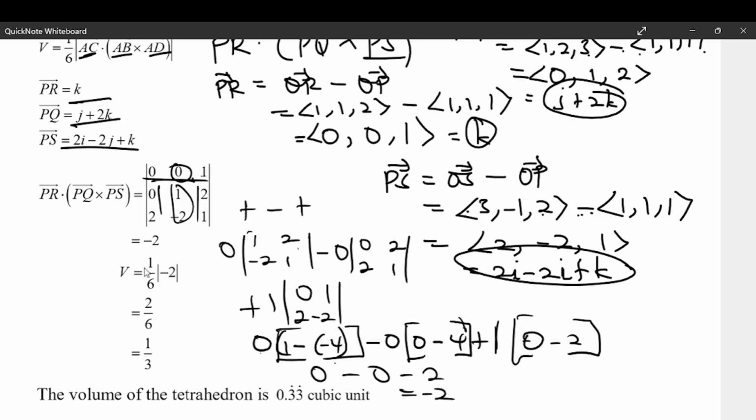And so when we take 1 out of 6 of negative 2, we are going to have 2 on 6. This is an absolute value, so we have it as positive. So we are going to have 2 on 6. And then when we simplify 2 on 6, we are going to get 1 on 3. And then convert 1 on 3 to a decimal. We are going to have 0.33 repeating. And so we are going to have 0.333 cubic units as the volume of the tetrahedron.